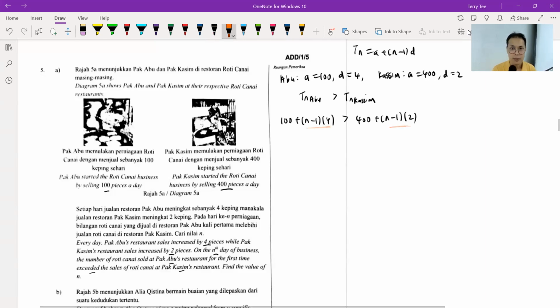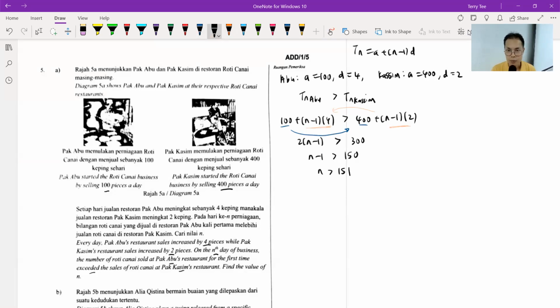This is 2 times of n minus 1. So if I bring that over, 4 minus 2, you're left with 2n minus 1. Then this part here is 400. You minus 100, you get 300. Then divide by 2, you get 150.